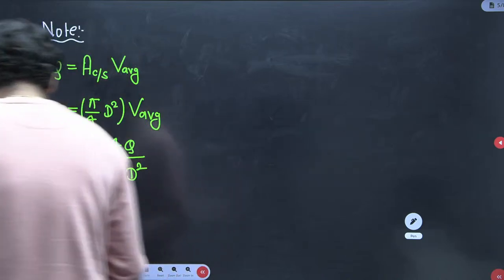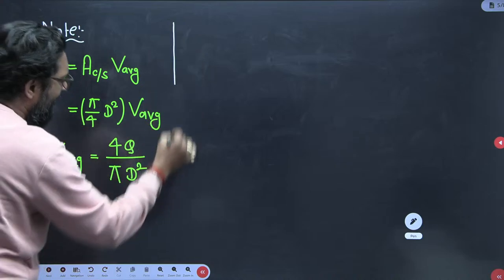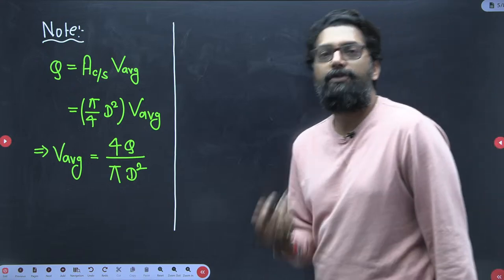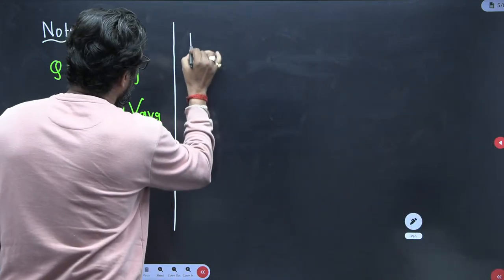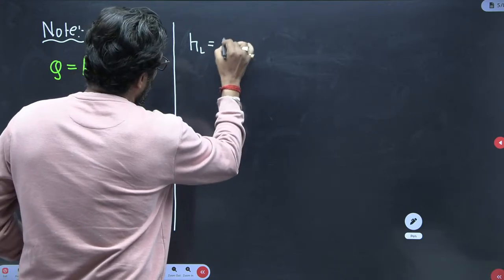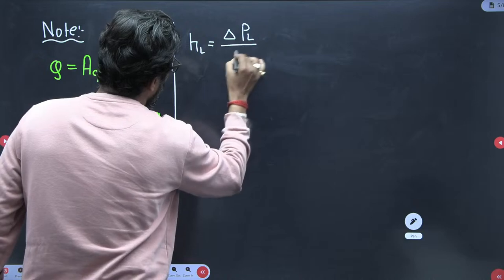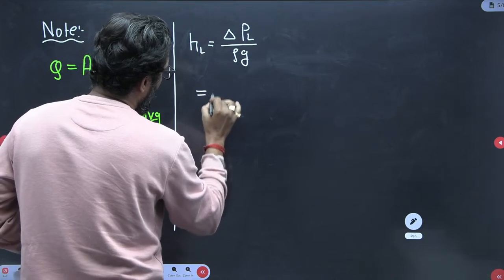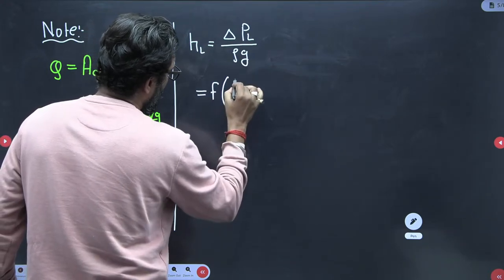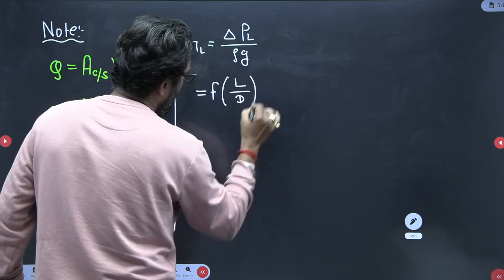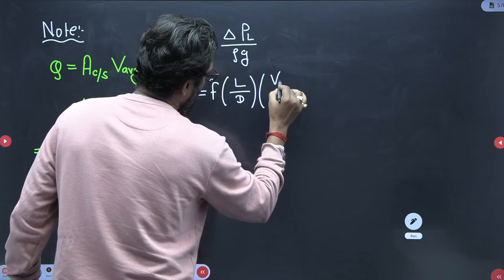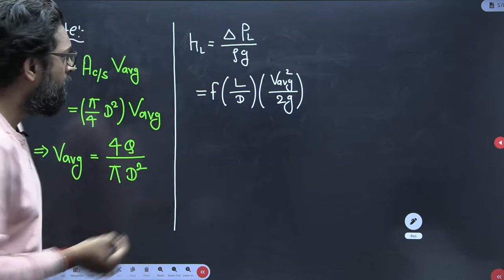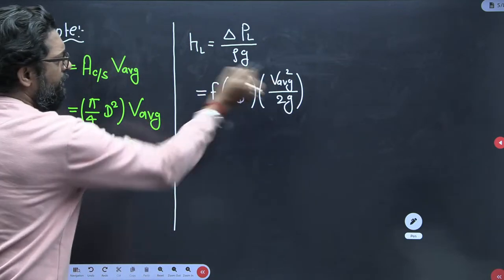Now, what is the head loss due to the pressure loss? Why is there pressure loss? Because the viscosity is there. So head loss is pressure loss divided by rho into g. And the pressure loss is f L by D into V average square by 2g, yes or not? Now we have to put this V average from this in this equation.